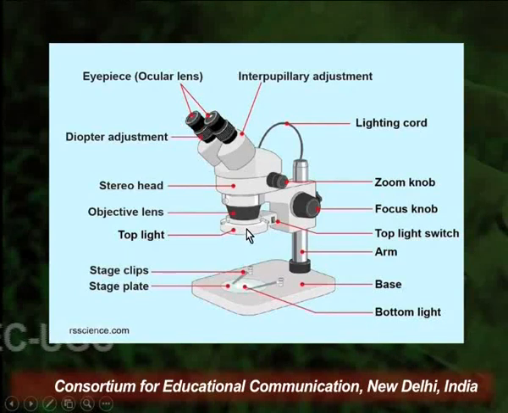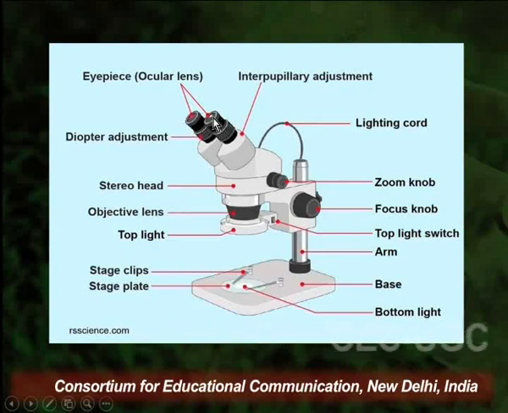One component happens to be the top light. In some microscopes, the light is thrown from above, and in some the light is given from below. Above this top light lies the objective lens. Then there is a set of optical structures which gives it a stereo effect, and this is called the stereo head. On this stereo head, two ocular lenses or eyepieces are fixed.